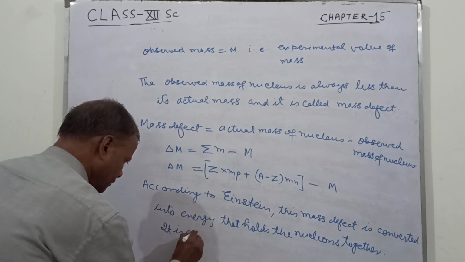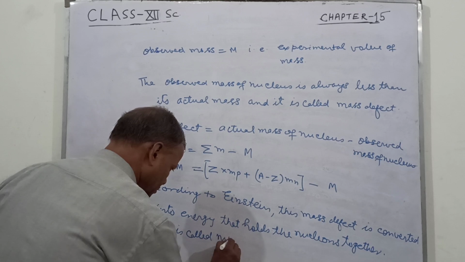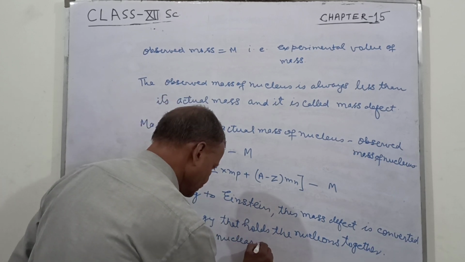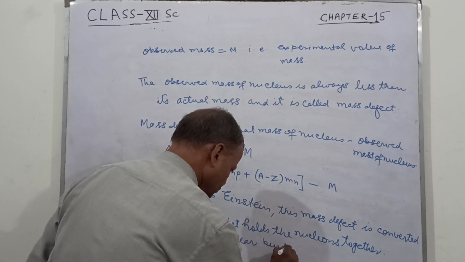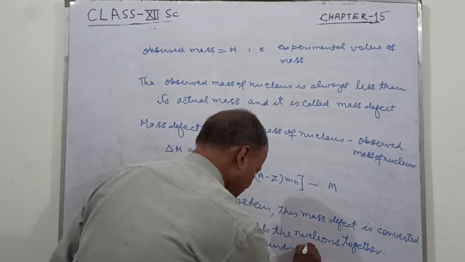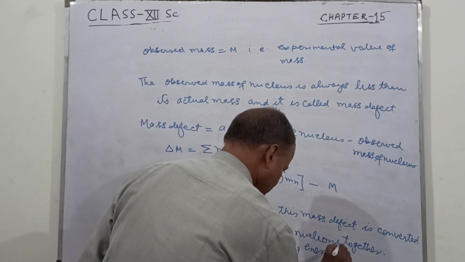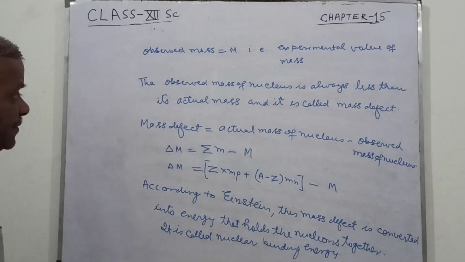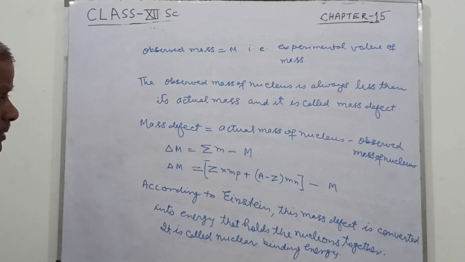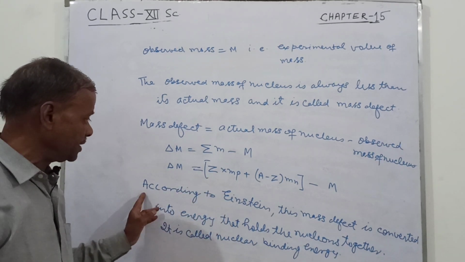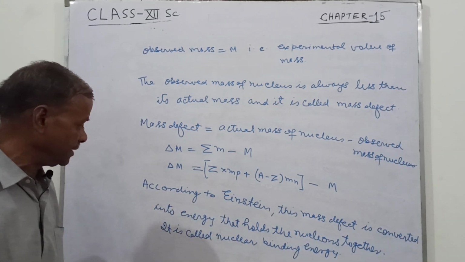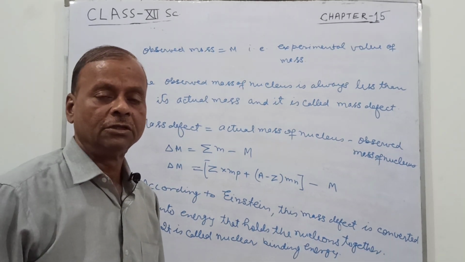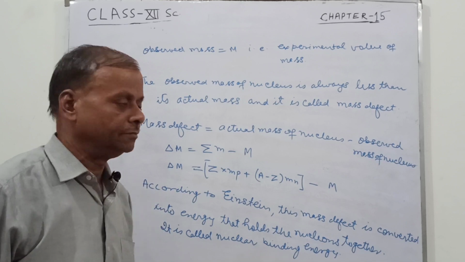So we see that the mass defect is equal to the actual mass of nucleus minus observed mass of nucleus. According to Einstein, this mass defect is converted into energy that holds the nucleus together, and it is called the nuclear binding energy.